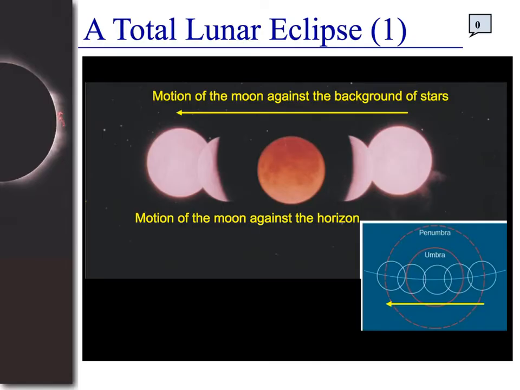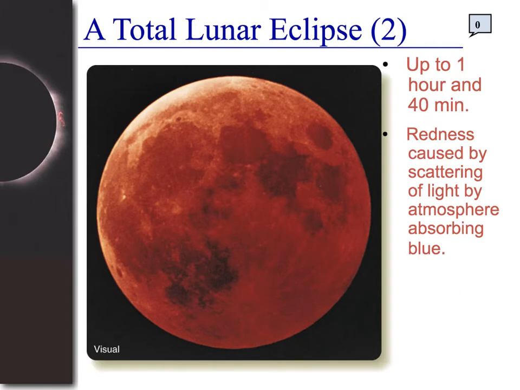So here would be what we would see. This is the motion of the moon against the background stars. We can see as the moon moves into the umbral shadow, it gets reddened as it scatters the light from the atmosphere. You all got the opportunity to see this earlier in the semester. Lunar eclipses can last a long time, and we see this red moon because of the atmospheric effect. It doesn't mean that the moon actually changes color. This is purely optical. If you're on the moon, you wouldn't see that.